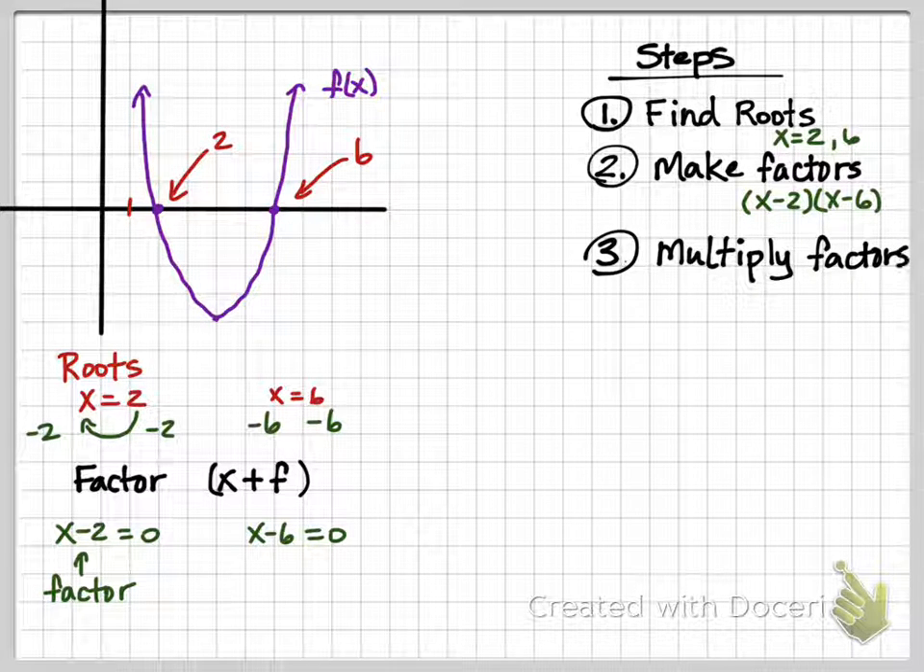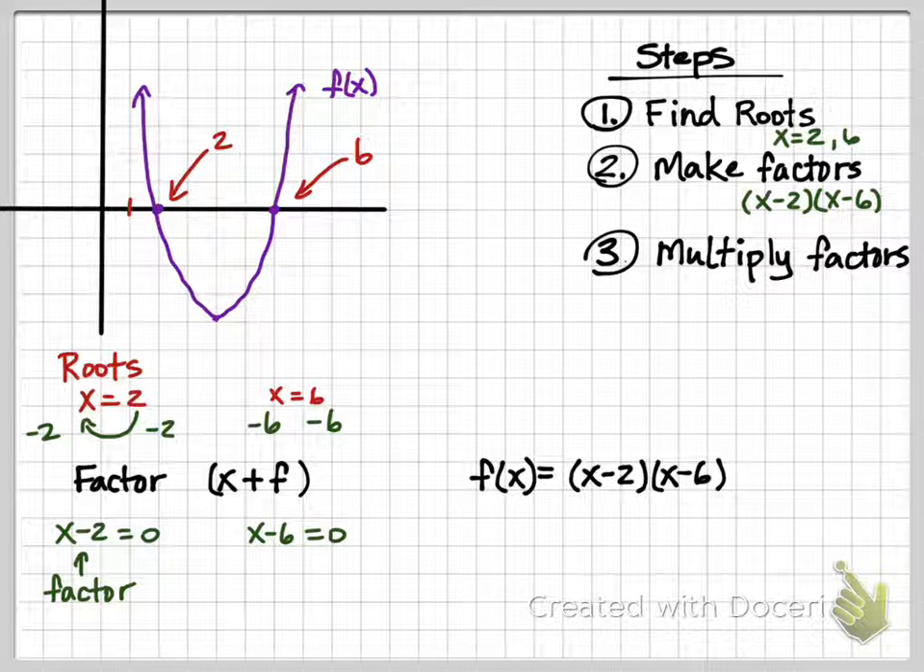This is going to look like FOIL, or however you want to do that. So we have f of x equals. This is the first time we've said f of x, but we're turning this into an equation. So we have x minus 2 times x minus 6. If we multiply those out, we get x squared minus 6x minus 2x. And then negative 2 times negative 6 goes to 12, but notice we have a negative times a negative, so it goes positive. So we have plus 12. Okay, we multiplied our factors.